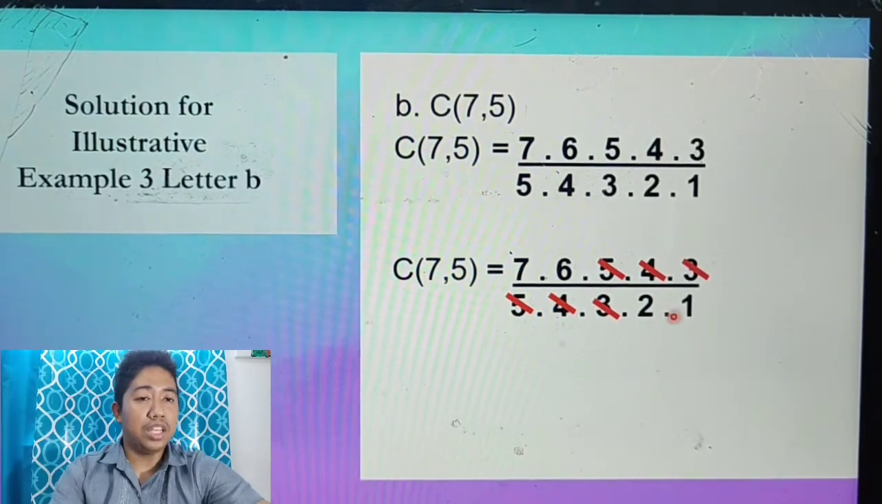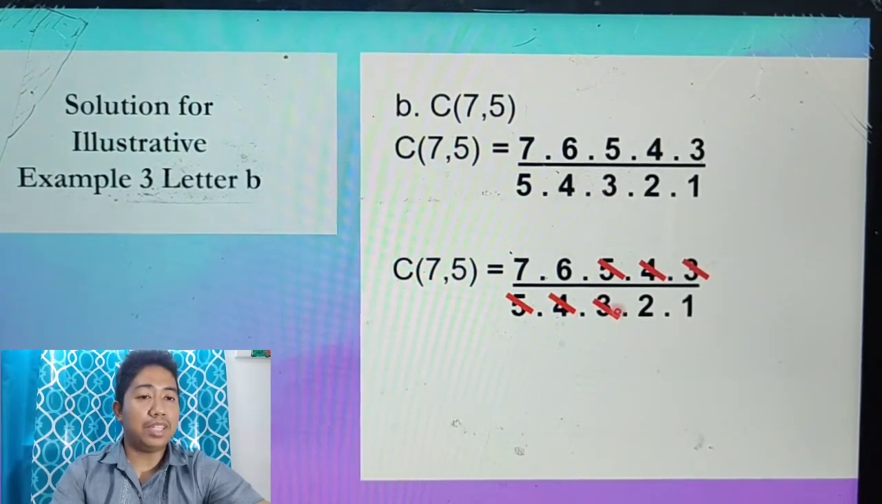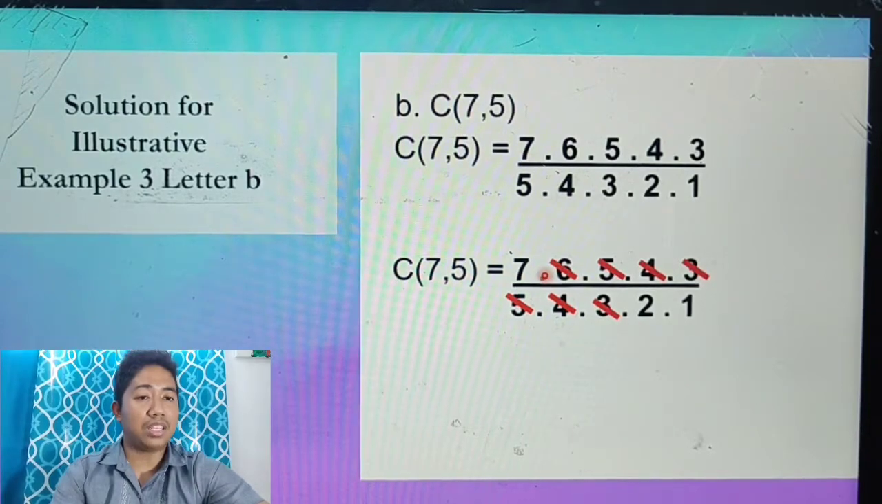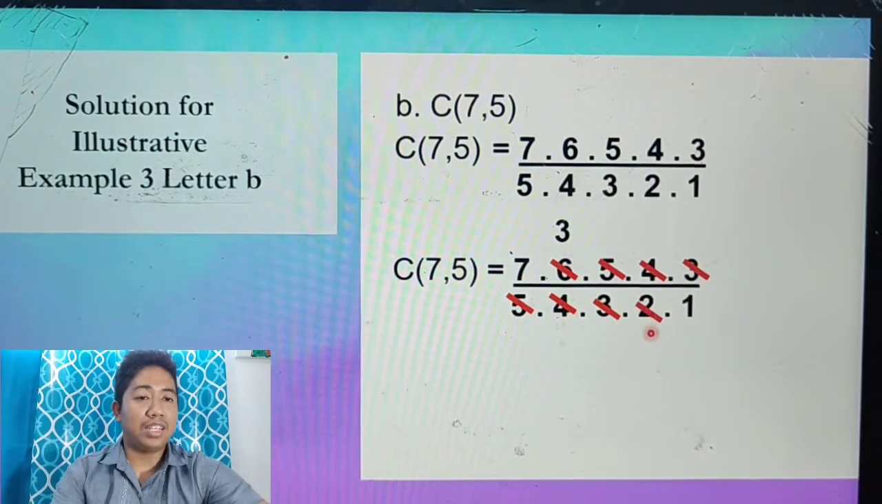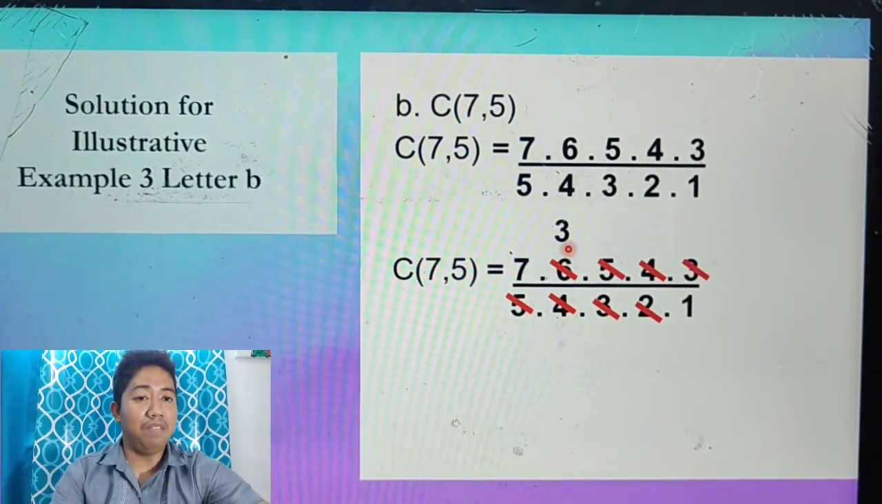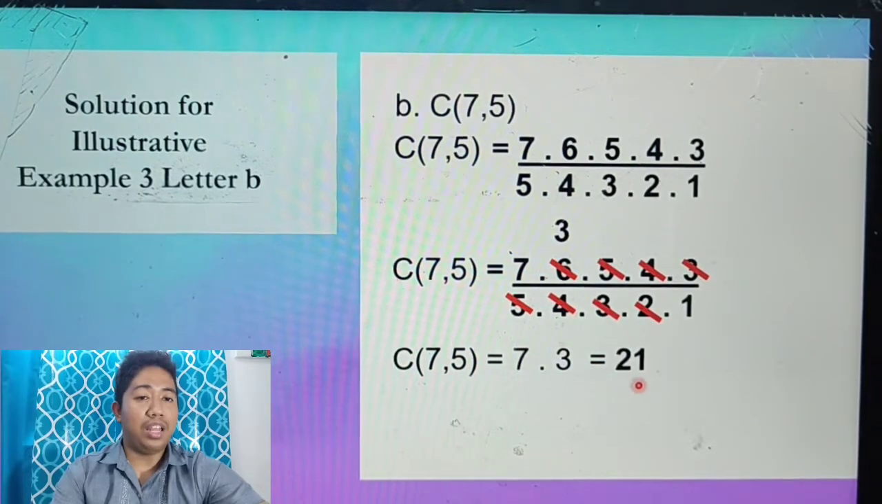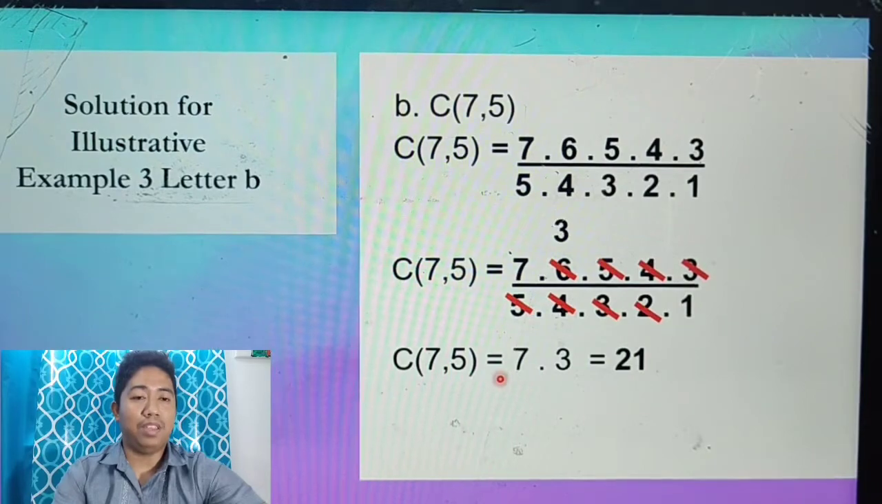But there's more. 6 is divisible by 2. So we cancel out 6, and 6 divided by 2 is 3. So cancel out 2. So we have the remaining factors, 7 times 3, so we get 21. So that is the value of the combination of 7 taken 5 at a time.